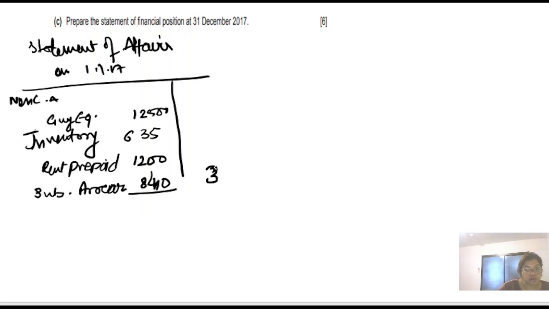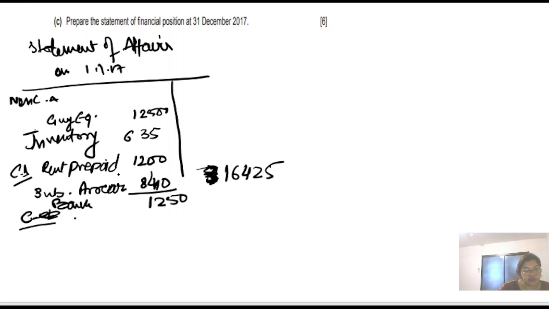is 16,425. Okay, we missed some current assets also. Bank we missed, it is 1250. Inventory we already did, rent we already did, subscription arrear we already did. So our total assets is 16,425.